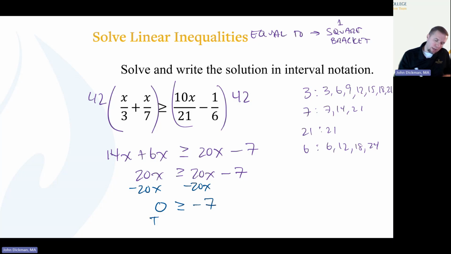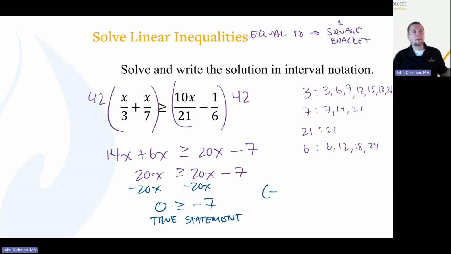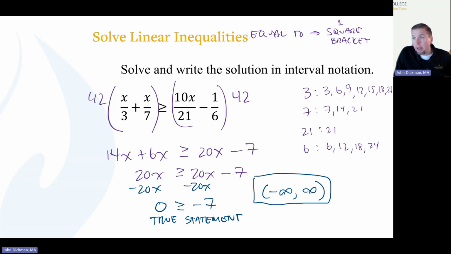And because it's a true statement, our answer in interval notation is going to be all the numbers. I can put any number into this inequality and it will be true. And the way that we write all the numbers in interval notation is we start at -infinity and we go all the way to +infinity. And that is interval notation for all the numbers on the number line. And so that would actually be my final answer.